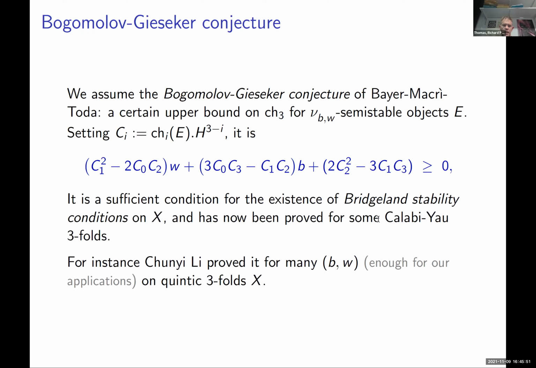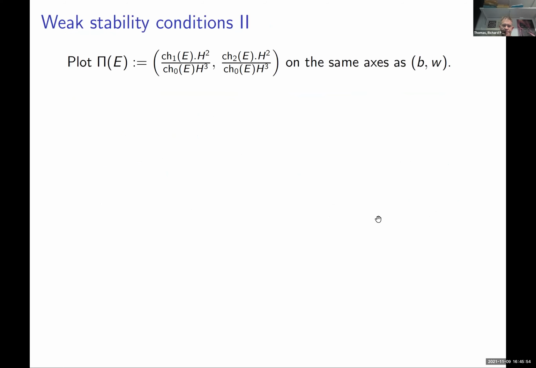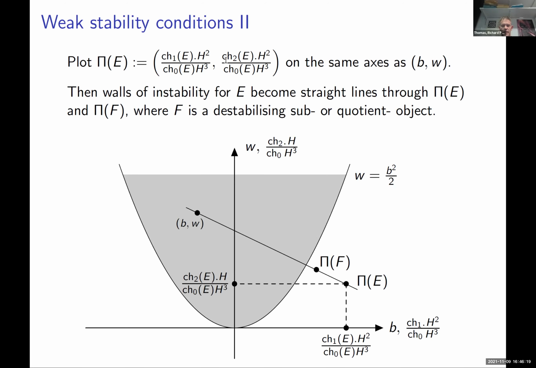Okay, so now I want to say how this wall crossing goes. It goes like this. We plot some information about the Chern character of E on a two-dimensional graph, and we superimpose on the same graph the B and the W, which tell us which stability condition we're using. H is fixed for us. Okay, and you get pictures like this, so I have to talk you through this. Inside the parabola, the gray area, that's our space of stability conditions. You pick a point in here like B, W, that gives you a stability condition.